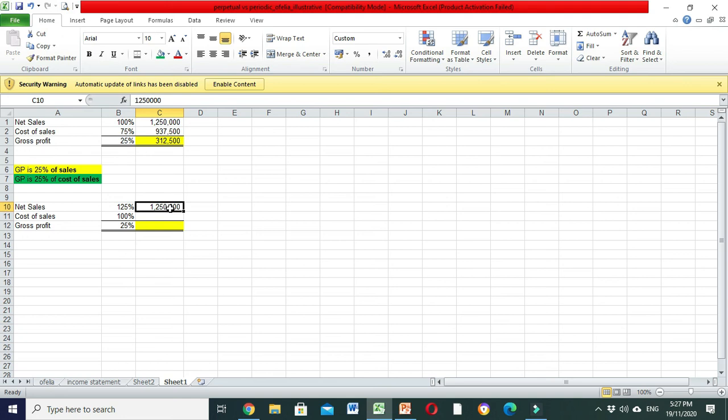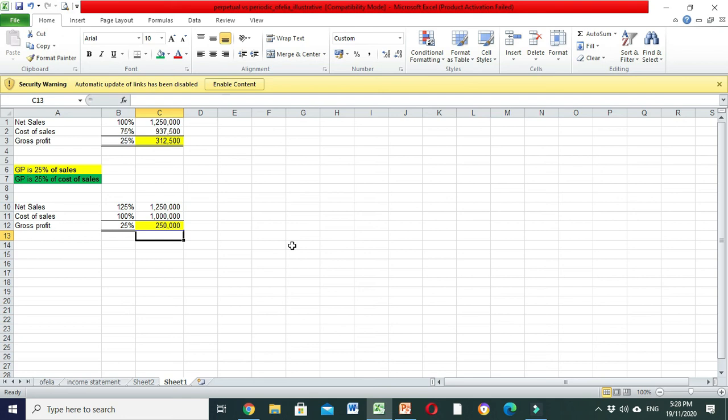So get your calculators and perform that calculation. 1,250,000 divided by 125% or 1.25, and that will give you 1 million. Okay, so therefore your cost of sales is 1 million. So if your net sales is 1,250,000 and your cost of sales is 1 million, net sales minus cost of sales is gross profit. So gross profit then is 250,000. Okay, so just give yourselves a minute to look into that.